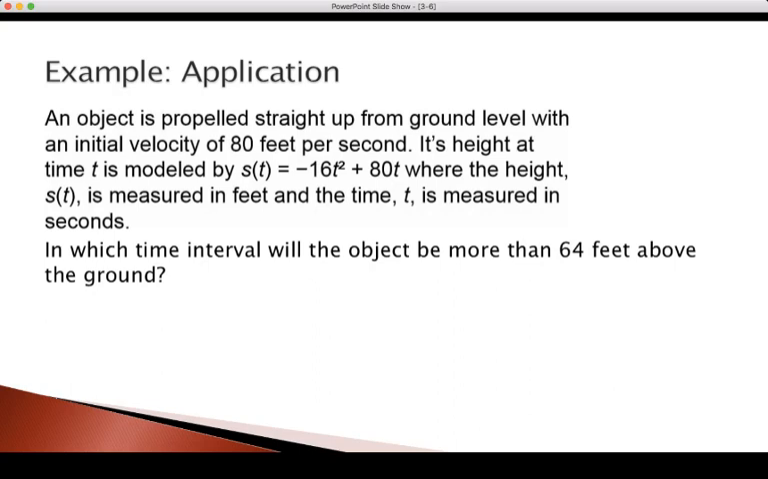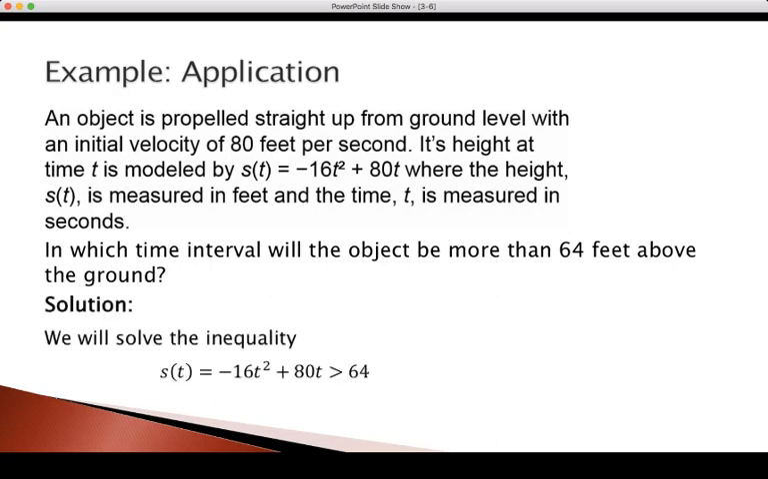So the question is this: in which time interval will the object be more than 64 feet above the ground? So what this is asking is, it wants to know at what time values the object will be more than 64 feet above the ground. What we need to do is solve this inequality: negative 16t squared plus 80t is greater than 64. So, how can we go about doing this? By using the stuff we have been using this entire lecture.